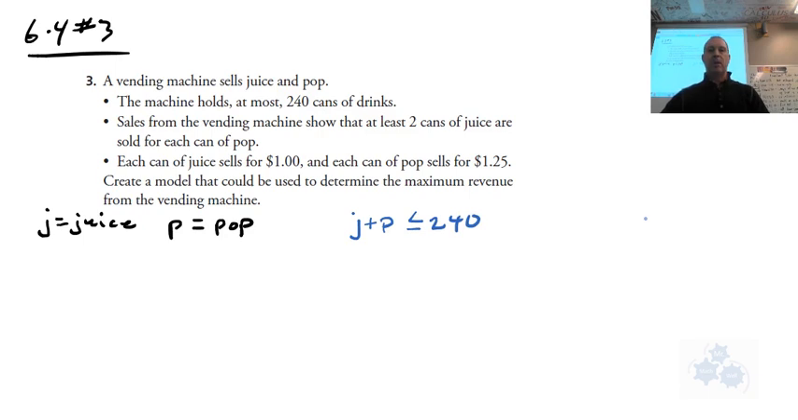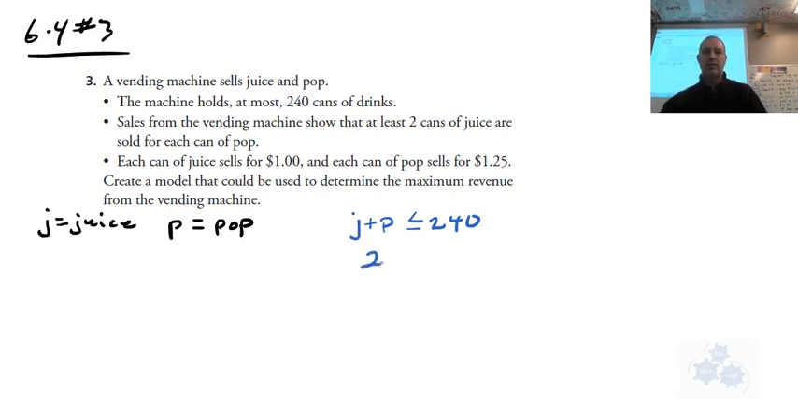Very good. Okay, sales from the vending machine show that at least 2 cans of juice are sold for every can of pop. These ones are tricky, right? At least 2 times as much. I always get questions about this one, so let's work this through real carefully. At least 2 cans of juice are sold for every can of pop. So the juice has to be more than the pop, right? So in order to make an equation, we have to double the smaller one. So that's where we start.